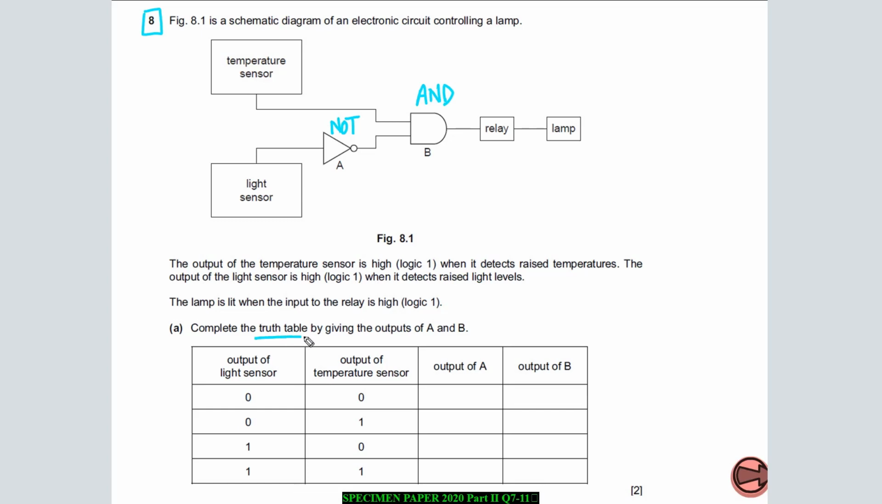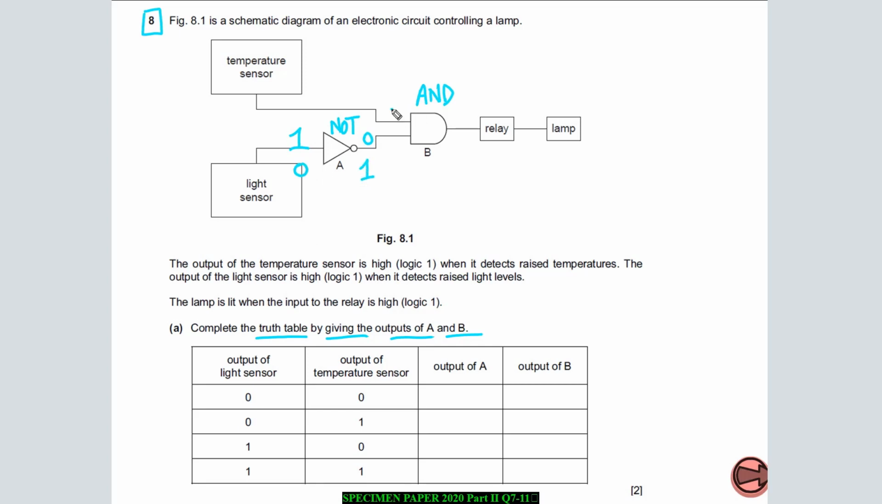So we need to complete the table by giving the outputs of A and B. So outputs of A and B are given. Let me explain a little bit about the NOT gate. For example, if the input of a NOT gate is 1, its output will be 0. If its input is 0, the output will be 1.